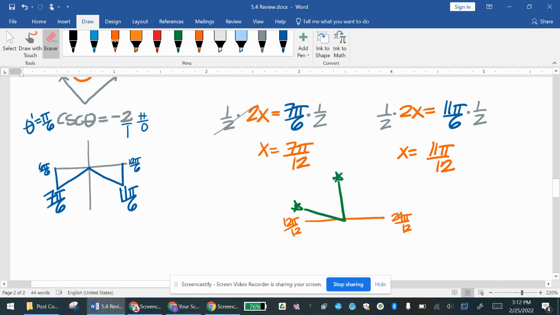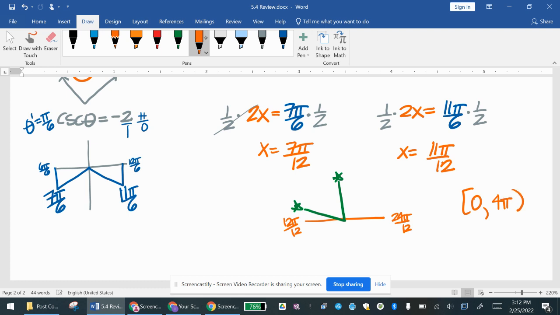Now remember, your new domain has changed. So your domain now is from any angle from 0 until 4 pi. So my recommendation is for you to rewrite this with the same denominator as your answers. So if you've got 4 pi over 1 and you wanted to have a denominator of 12, then you need to multiply top and bottom, numerator and denominator, by 12. That's going to give you 48 pi over 12. So what they're saying is I can give them all the answers between 0 and 48 pi over 12 as long as they land where those green stars are.